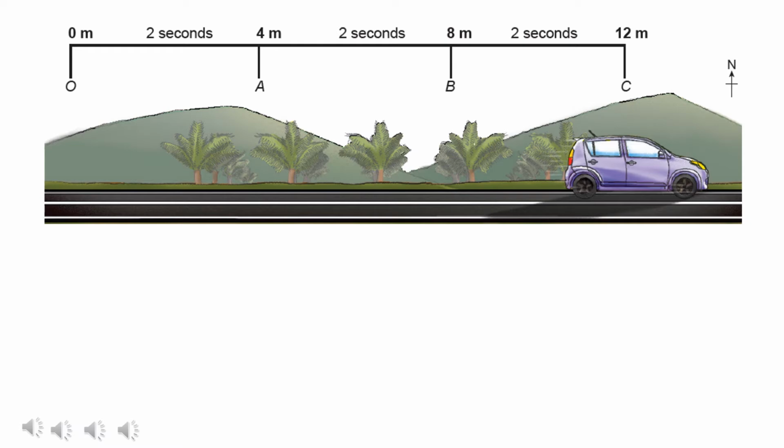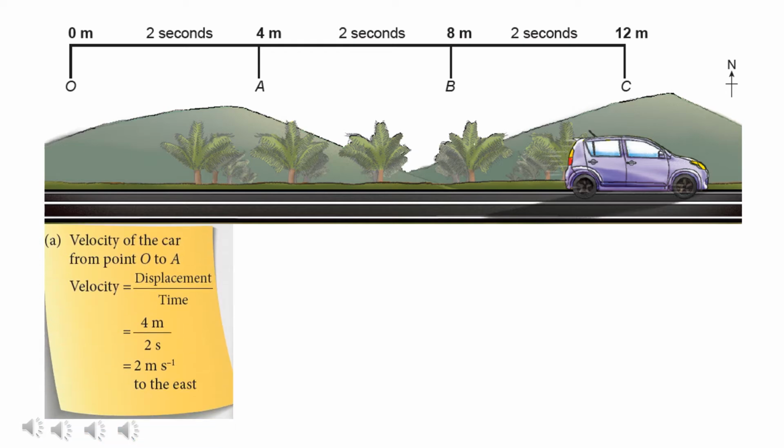What is the velocity of the car from point O to A? Based on the picture, the displacement is 4 meters and the time taken is 2 seconds. The velocity is 4 divided by 2. The answer is 2 meter per second, 2 meter per second to the east.